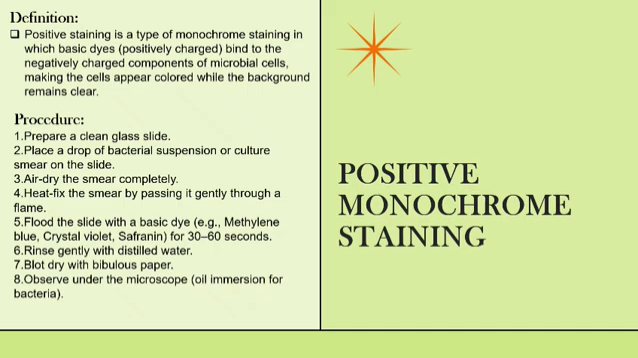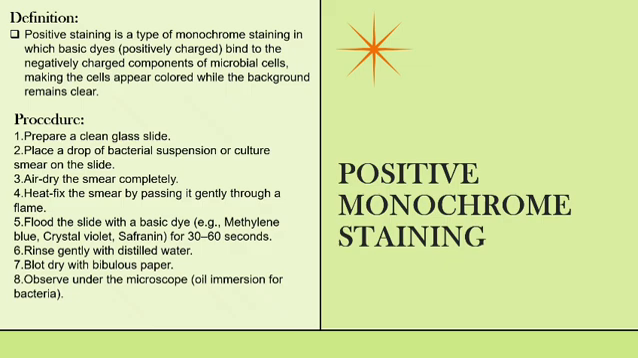Now, positive monochrome staining. The definition of positive monochrome staining is that it is a type of monochrome staining in which basic dyes bind to the negatively charged components of microbial cells, making the cell appear colored while the background remains clear. In this, only cells get stained and the background remains clear or colorless.